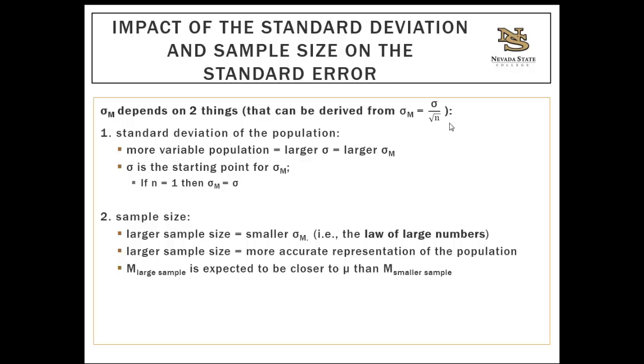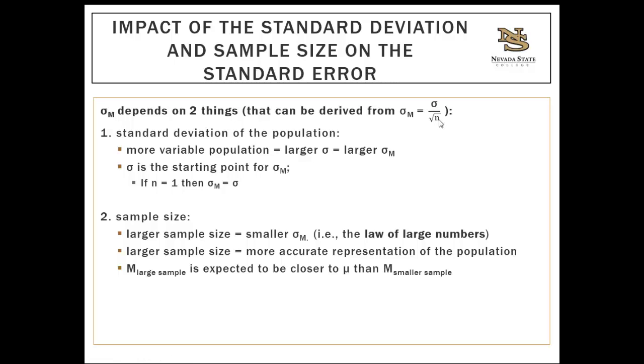You expect for there to be less sampling error. So larger sample size, smaller value for the standard error, you're expecting your sample means to be closer to the population mean. Whereas if you have a smaller sample size, then you're going to expect your means to be kind of all over the place, right?